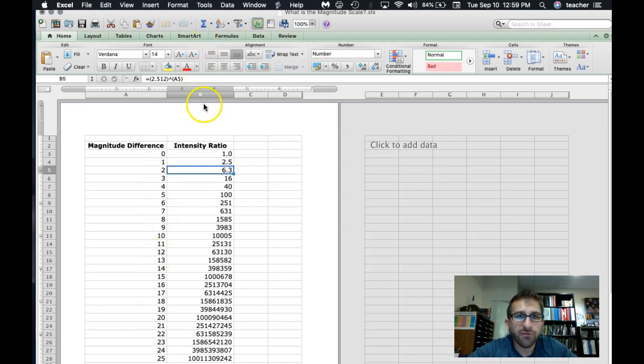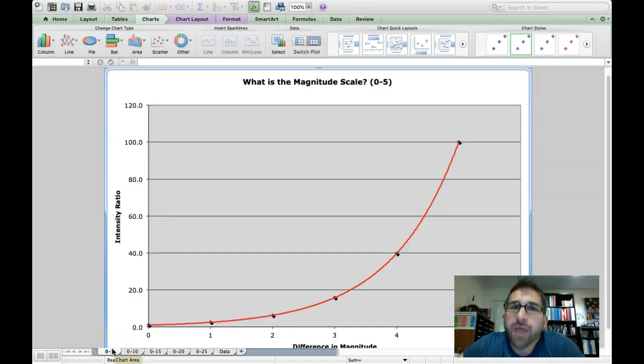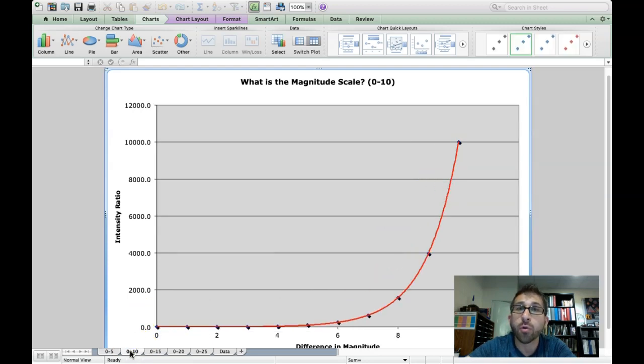Now, if we were to expand upon this and look at the first 5 values on this number sequence in a chart form, it would look something like this. You'll notice that a difference of 1 is not very big, but a 2 makes a big jump, a 3 makes an even bigger jump, and 4 and then 5, you can see that this pattern is non-linear. In fact, if we go from 0 to 10, it's even more dramatic.